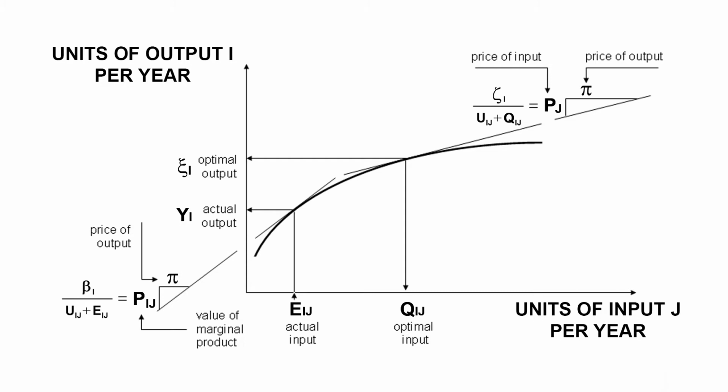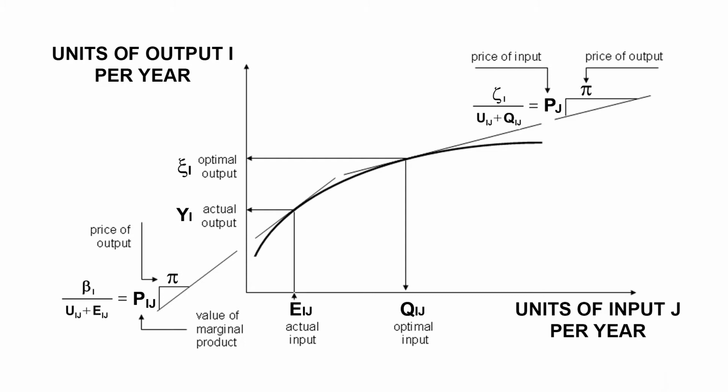This is because we know that optimality occurs where the slope of the production function's tangent equals a ratio of J's price P sub j to I's price pi. Progress toward optimality can now be envisioned as moving asset employments E sub ij ever closer to Q sub ij on every limb of every production function.